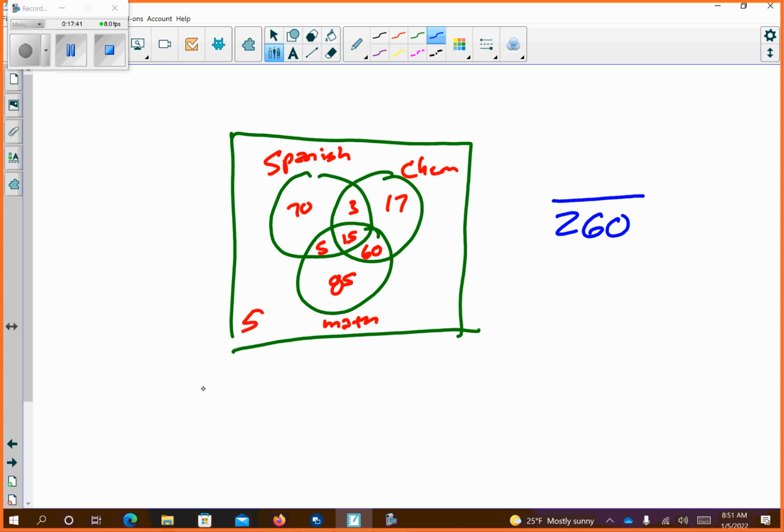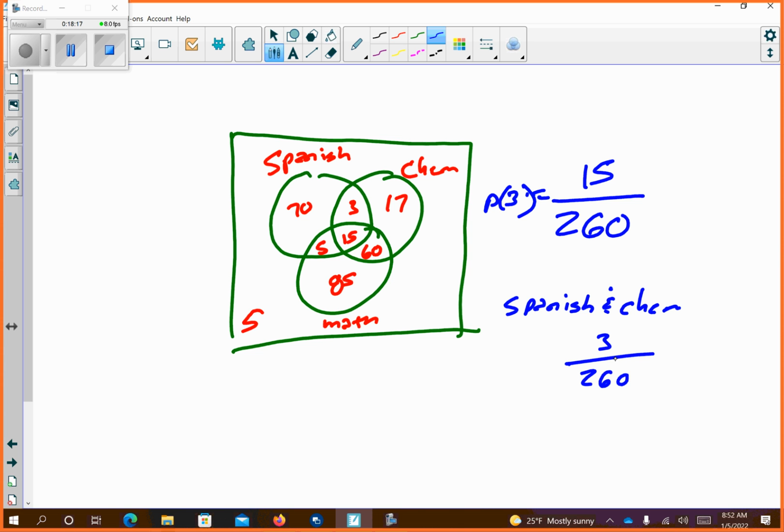So if you say, hey, how many people have all 3 classes? There's 15. Probability of the 3 classes, you have 15 people. So how many people would be doing Spanish and chemistry? Yeah, there are 3 out of the 260 that are just doing those 2 particular classes together. And then Spanish and math would be 5. Spanish and chemistry would be 60.